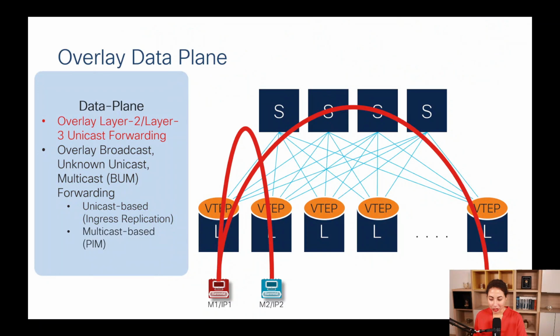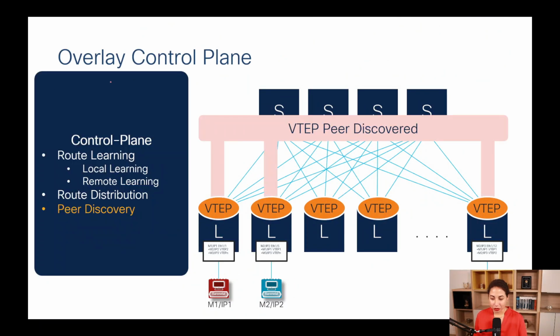Will VTEP1 send the unicast encapsulated frame to VTEP5 if VTEP5 doesn't have the VLAN in which host 1 and host 3 are connected? Well, actually, it will not. And how will VTEP1 know which VTEPs are interested in receiving the unicast encapsulated BUM frames? It is actually thanks to the last role that we mentioned in the control plane protocol roles.